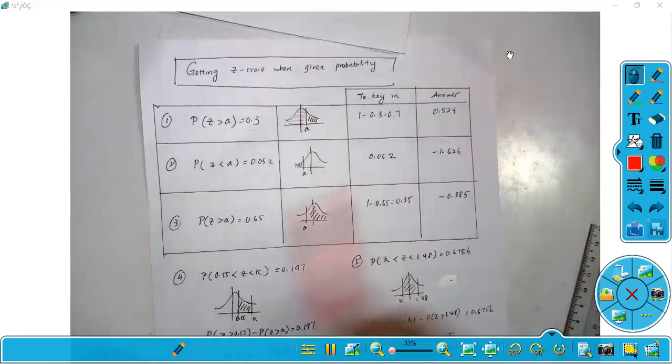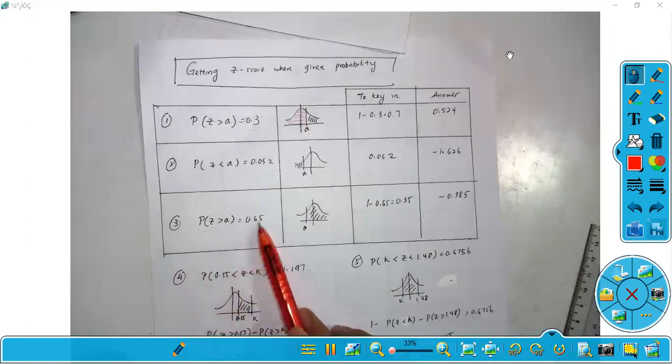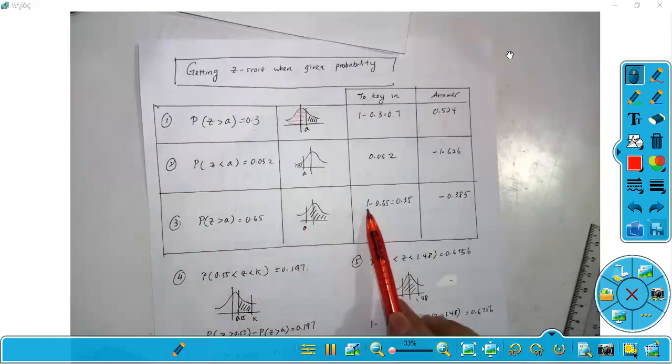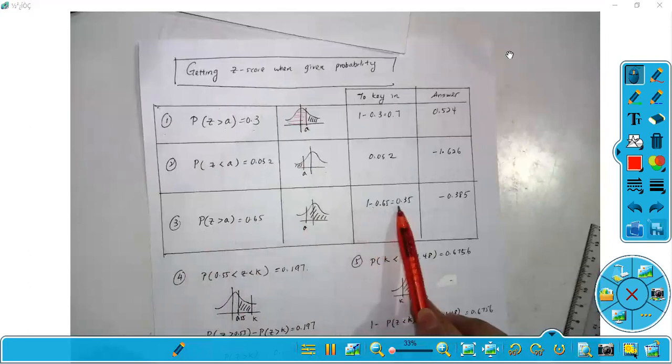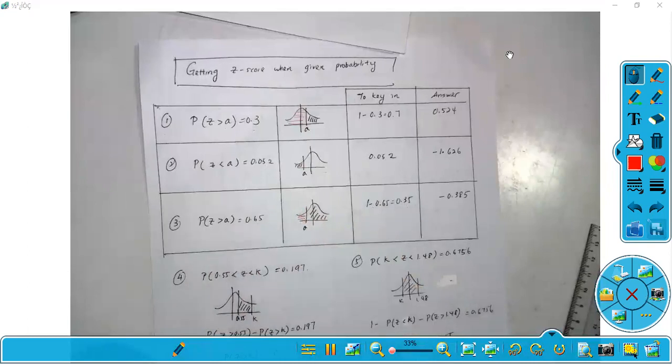Then for pattern 3, for z-score more than A, the probability is 0.65. When we draw the graph, it's like this. This one we have to do something, because it hasn't started from the negative side. Of course it's the same technique. We use 1 minus 0.65, which equals 0.35. So we are going to key in 0.35 later. It will be this part, so this is the answer.